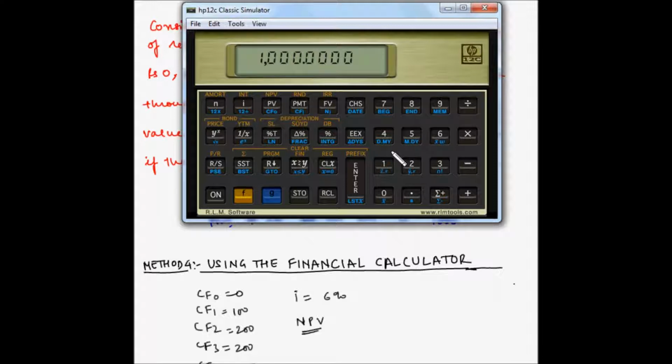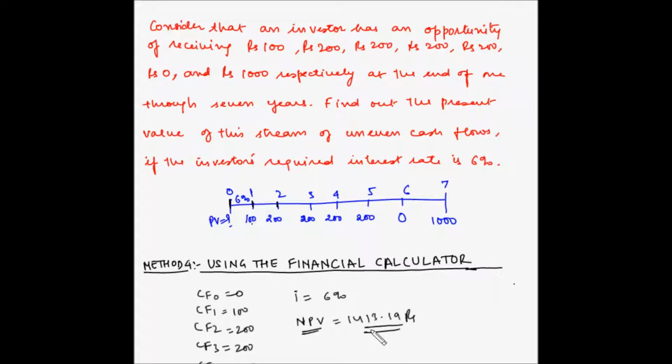Now we have to let the calculator know the rate of interest, which is 6%. So 6, and then I. And now we have to calculate the net present value. So you can see the NPV button here. To enable this, we have to click on this button F, and then we'll click on the PV button. So the net present value comes out to 1413.19 rupees. So this is in line with the other methods that we had used. So you can use any of these 4 methods to find out the present value of an uneven cash flow.